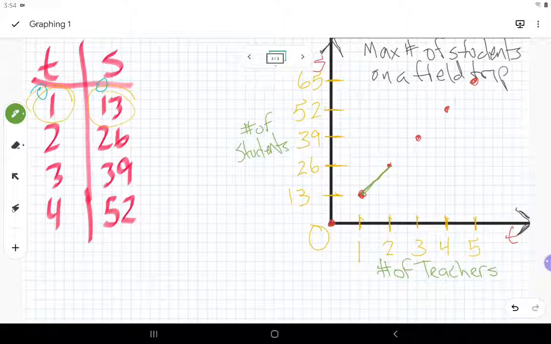As much as you dislike any of your teachers, you may not chop us into pieces and only bring part of us on your field trip in order to go. So do not chop your teachers in half. And because we are not allowed to chop teachers in half, we would not connect the dots. So this would be considered discrete data, and that means that the points are not connected because there is no information in between. If there was information in between, we would call that continuous, and we would connect the dots.